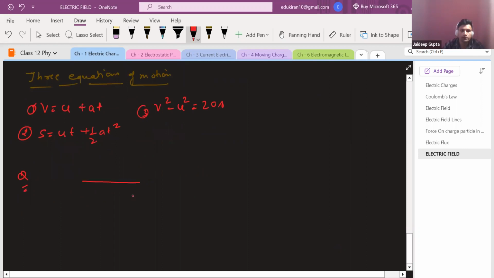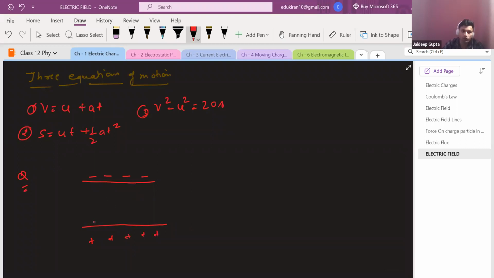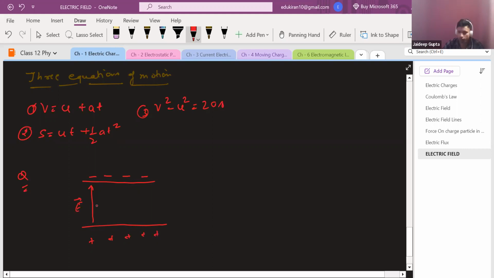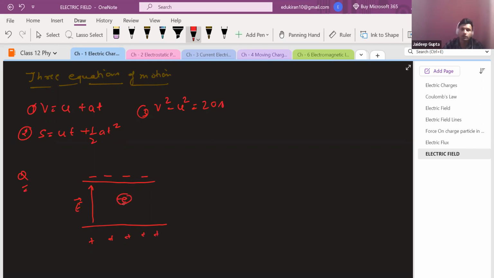There are two plates. One is negatively charged, second is positively charged. So just remember one thing, the direction of electric field is from positive to negative, means away from positive towards the negative.